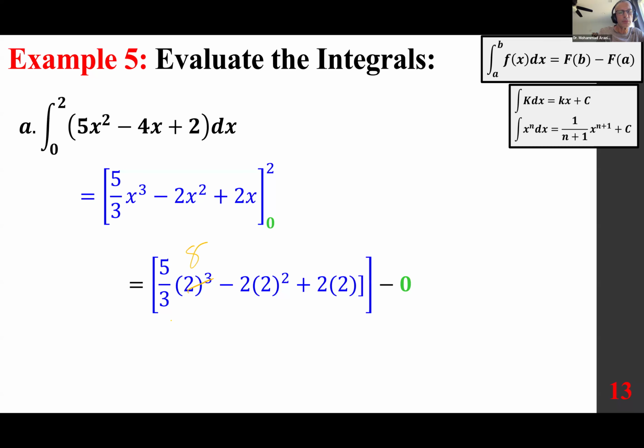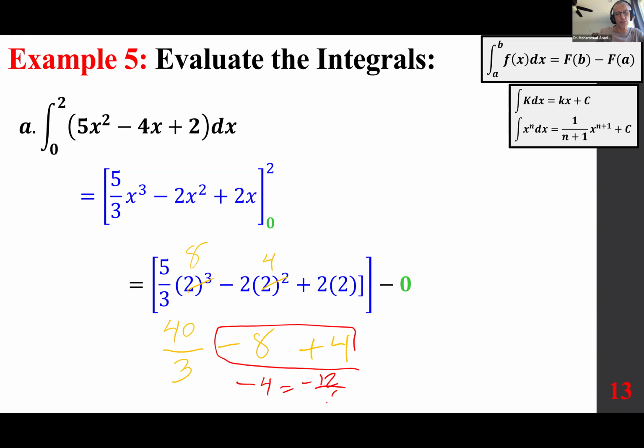8 times 5 is 40 thirds, minus 8 plus 4. This is minus 4, or minus 12 thirds. They add up to 28 thirds. That is the final answer.